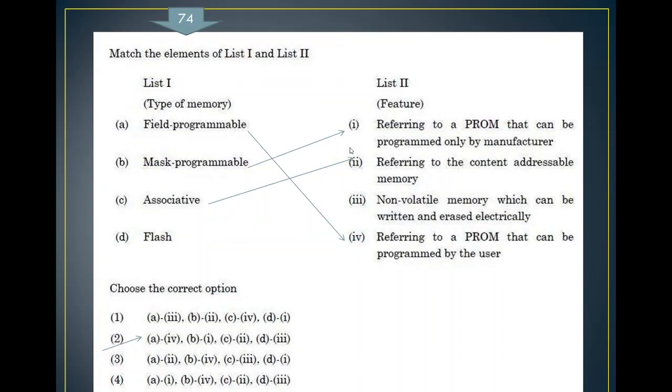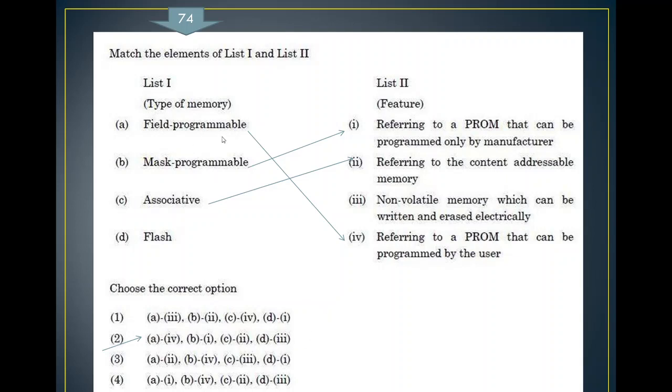It's simple. Next question. Match the following list. Once again, matching. List first contains the type of memory: A, B, C, D, field programmable, mask programmable, associative, and flash. The second list is features. Now choose the correct option. You can see option first, option second, option third, and option fourth, and the right answer is option second. That is A connects to fourth, B connects to first, C connects to second, and D connects to third.